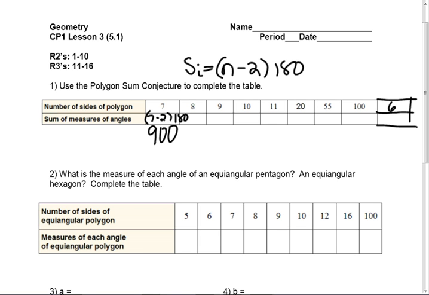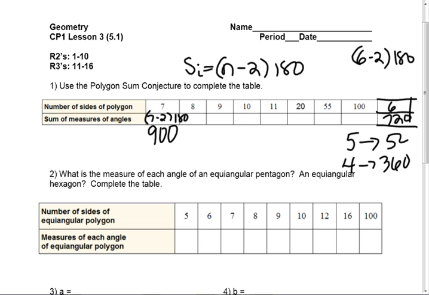What is a hexagon? It's going to be 6 minus 2 times 180. It's 720. What's a pentagon? Because we had to use it in the homework. No. Quadrilateral is 360. 540. Well, why reinvent it once I know it, right?